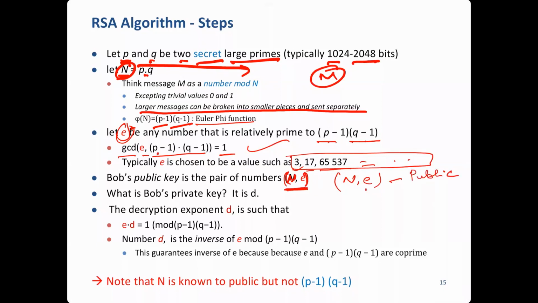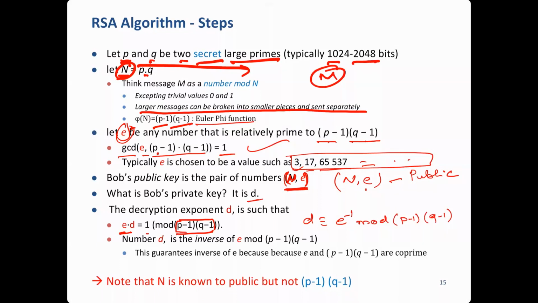But what is Bob's private key? We define it as D, and D is nothing but the inverse of E. So E into D is equal to 1 mod P minus 1, Q minus 1. Note that we are using P minus 1, Q minus 1 here, not N. So D becomes E inverse, the inverse of E mod P minus 1, Q minus 1. And we know how to calculate an inverse, right? We can use some algorithms for that.